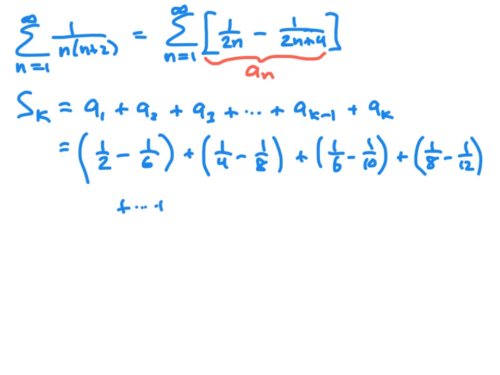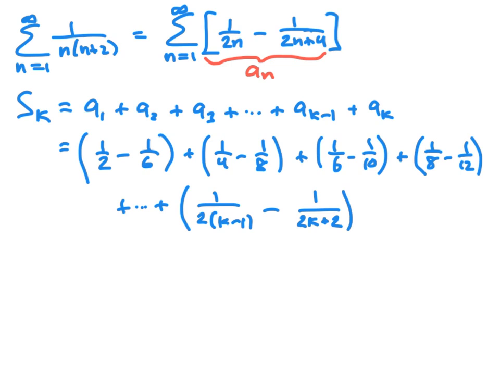And then we'll jump to the end. We'll do a sub k minus 1. So this will substitute k minus 1 for n. And so we'll get 1 over 2 times k minus 1 minus 1 over 2 times k minus 1 plus 4. And that ends up being just 2 times k plus 2.